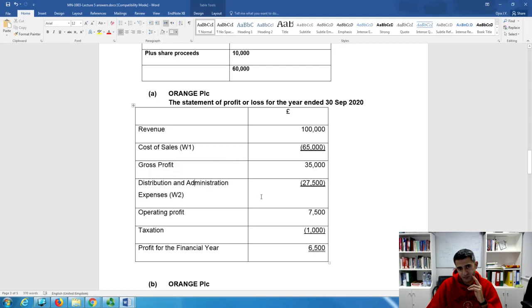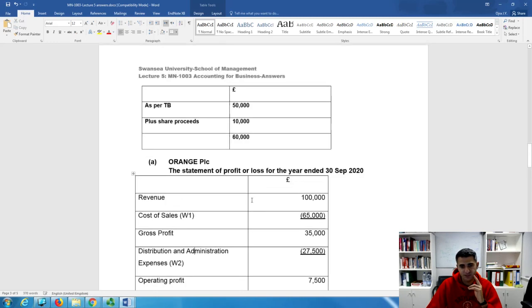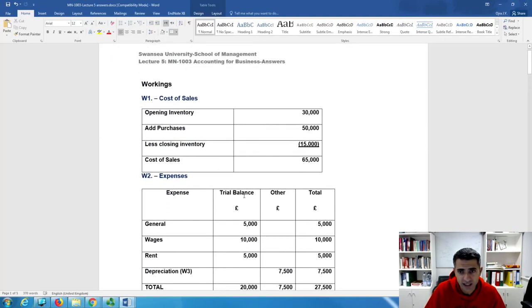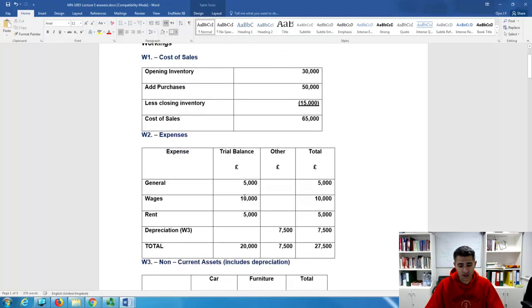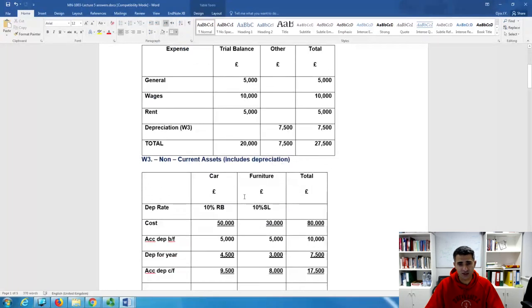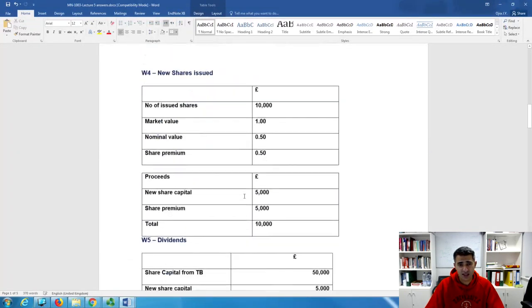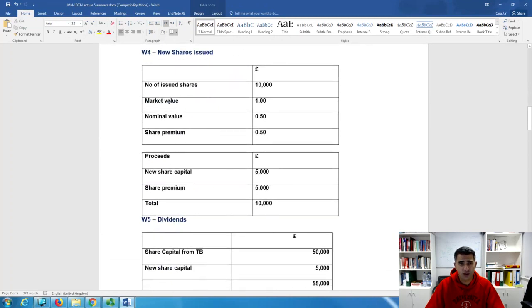27,500 pounds. So far we have the cost of sales working, the distribution expenses working, and the third working is the non-current assets, which includes the depreciation. I hope so far it's clear, and if it's okay, the fourth working you need to do is the working for the new share capital.